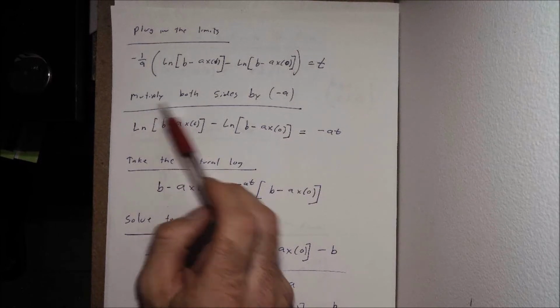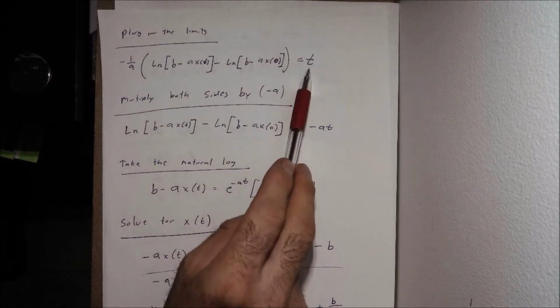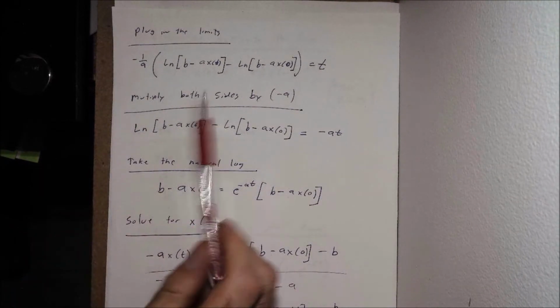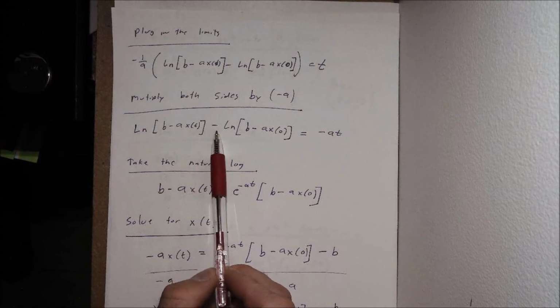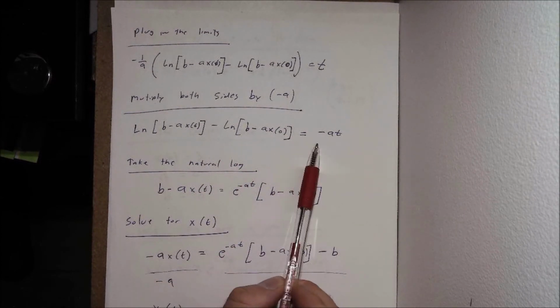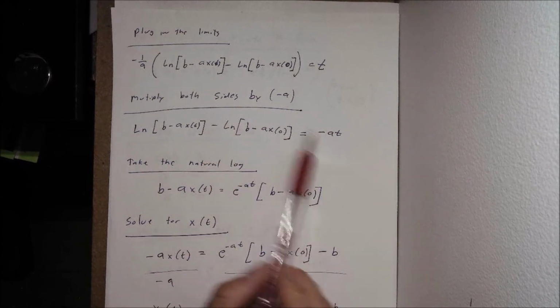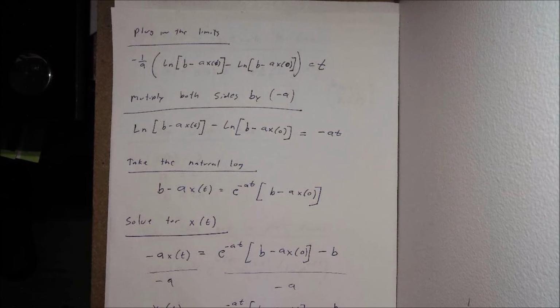So next we want to multiply both sides by a negative a to get rid of this on this side and add it over to this side here. We do that there. What we end up with is the natural log of b minus ax of t minus the natural log of b minus ax of 0 equal to now my negative at, which is a little bit cleaner looking equation than we had above there. We got rid of that, move it over to this side here.